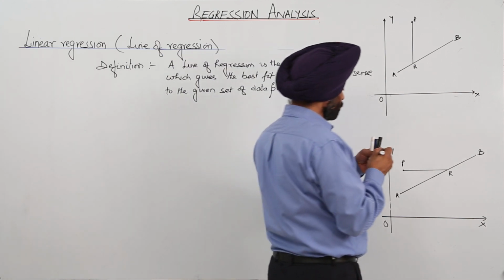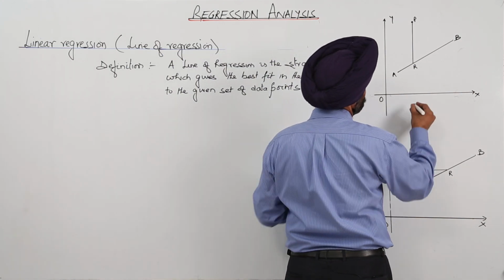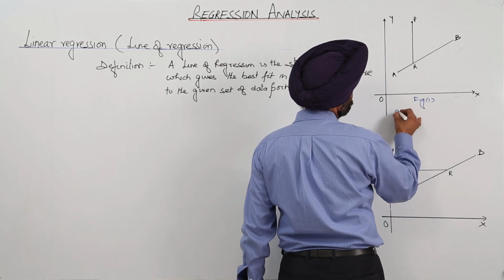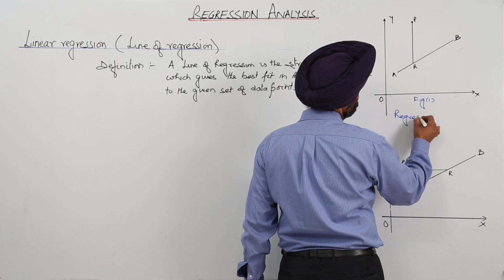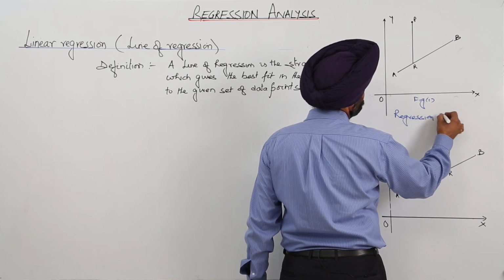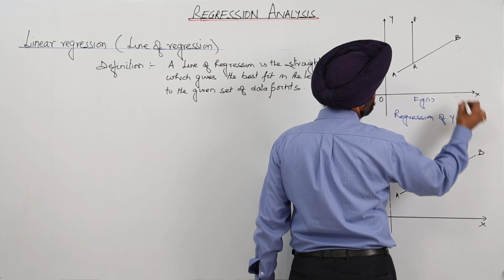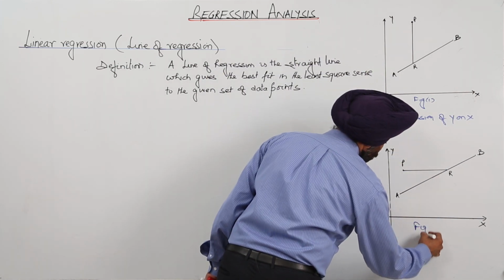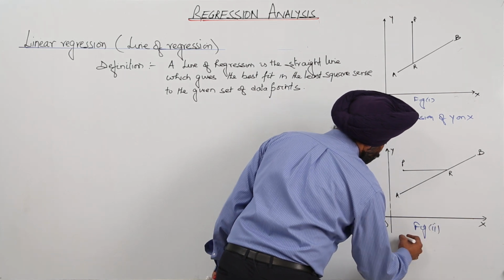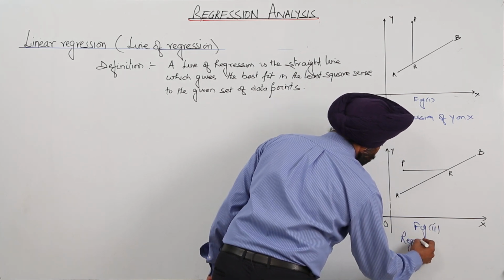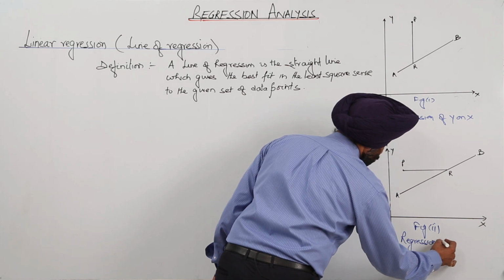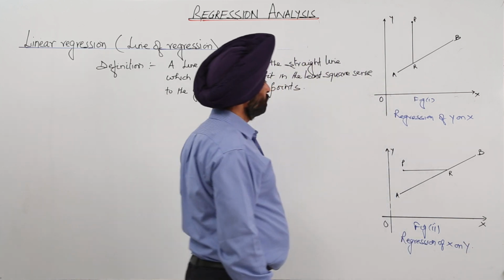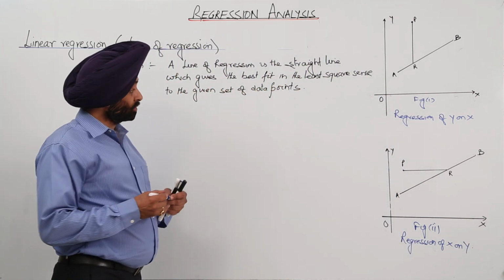Now we are having two figures here. Figure 1: what does this show? This shows regression of y on x. Okay. Figure 2 shows regression of x on y. These are the two figures.